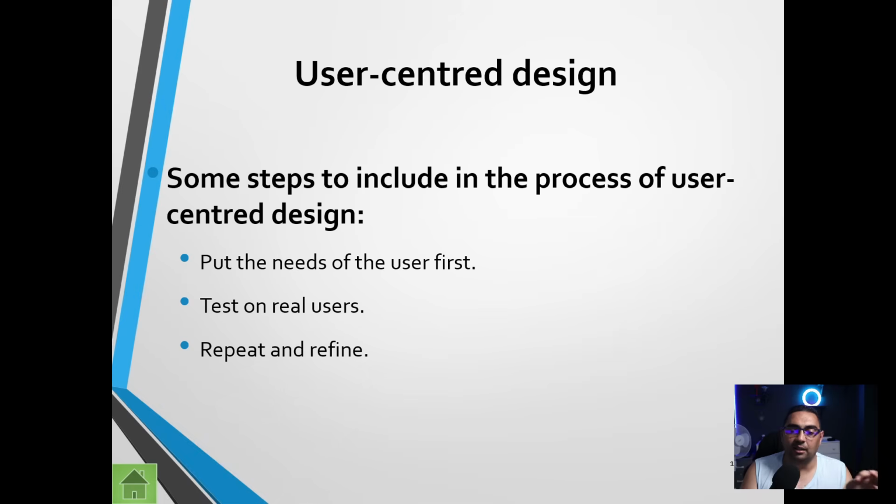Test them on real users to find out, is it working? Repeat this process and refine it. This is why you have phones sometimes coming out in a beta version or software coming out in a beta version. Companies want you to test it, tell them what's wrong, so they can work out all these bugs before releasing it to the general public.